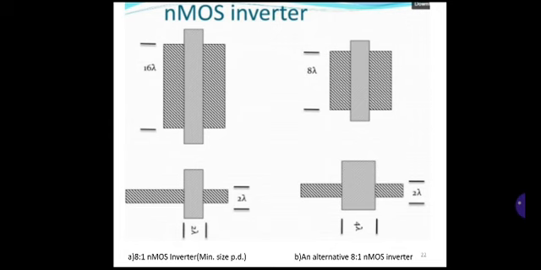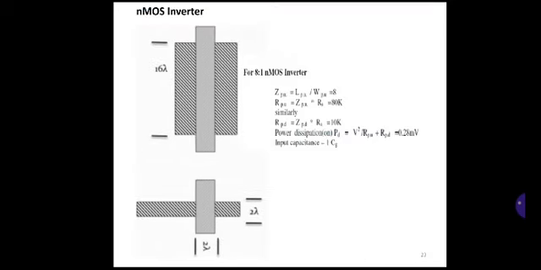This is a representation of an 8:1 NMOS inverter with a minimum size pull down, 16 lambda and 2 lambda. An alternative 8:1 NMOS inverter is also drawn here, 8 lambda and 4 lambda. First, the figure of the 8:1 NMOS inverter calculations.